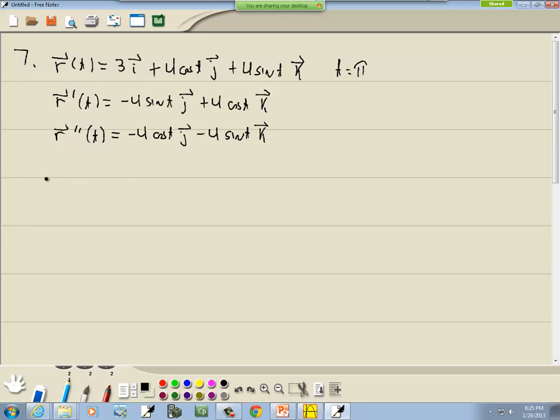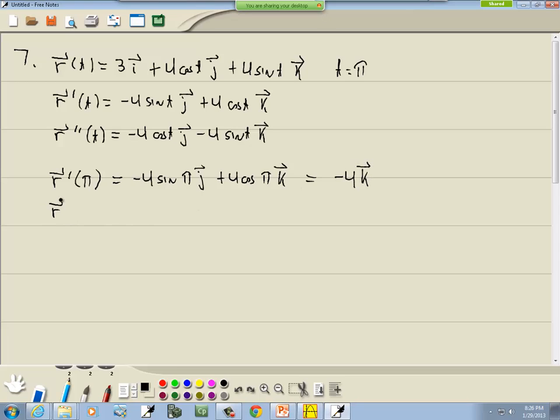So we're going to have r prime of pi. Plug it in here. That gives us negative 4 sine pi j plus 4 cosine pi k. Now sine of pi is 0, so that drops away. And cosine of pi is negative 1, so this gives us negative 4k.